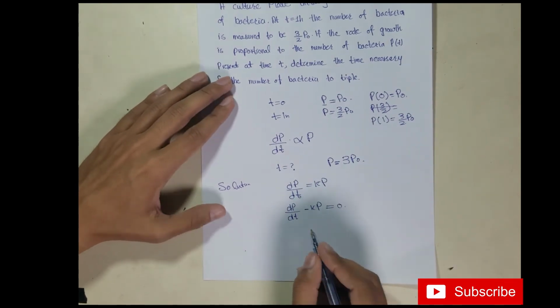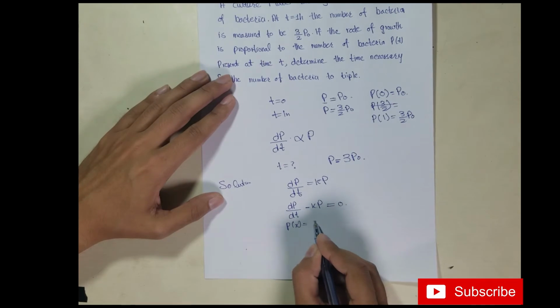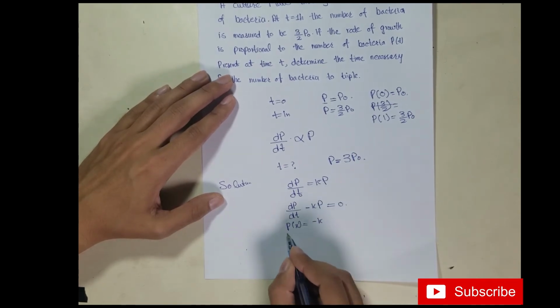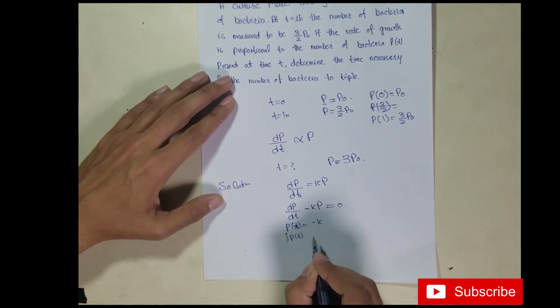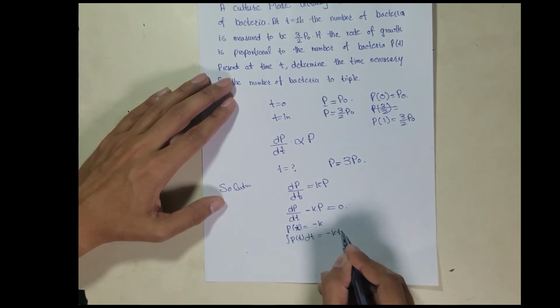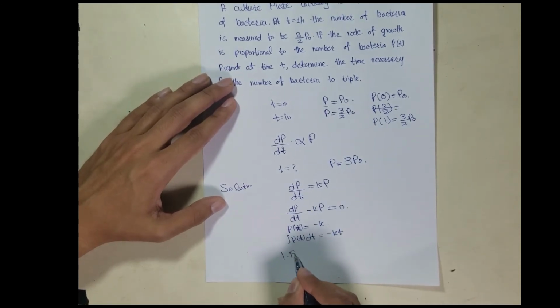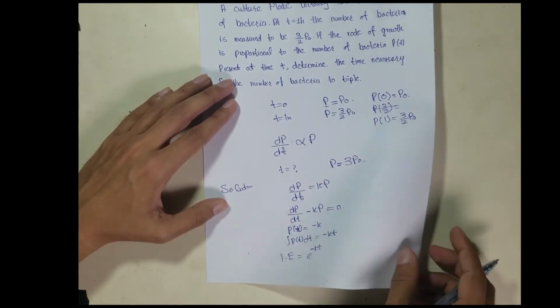What is our next step? In the next step, we have to identify our p of x, which in this case is minus k, and the integration. As we are taking the derivative with respect to t, the integral of minus k dt is equal to minus kt. And what is our integrating factor? The integrating factor will be e raised to the power minus kt.